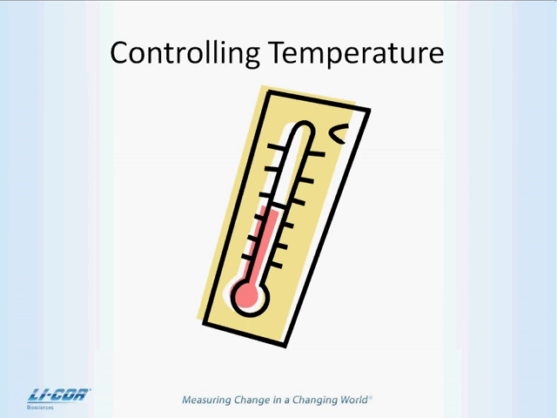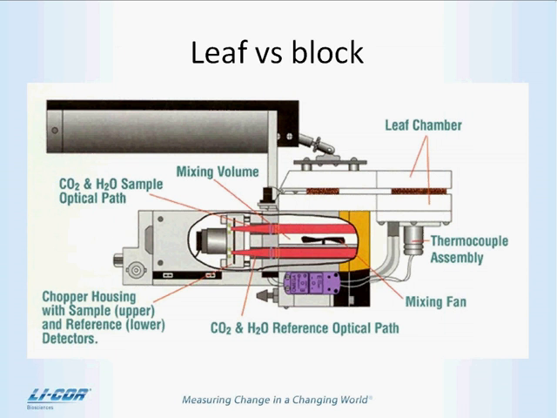The first thing is that it's important to understand the difference between leaf temperature and block temperature before you decide which one you want to control, because the LI-6400 will give you an option to control either. Leaf temperature thermocouple is a fine wire thermocouple. As you can see in the slide, you've got the thermocouple assembly in the leaf chamber. The block temperature is within the body of the sensor head. And so, that's a little bit more precise.